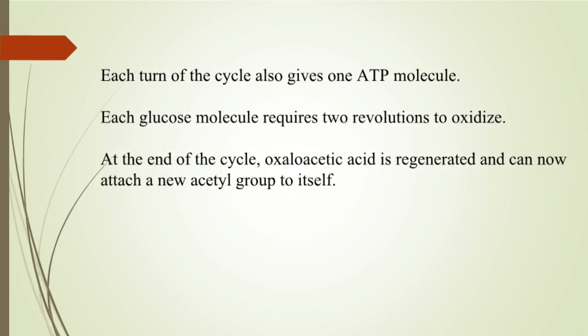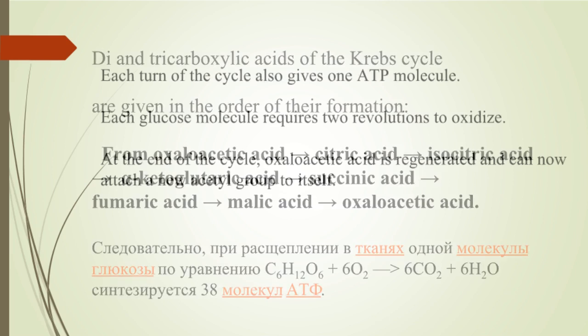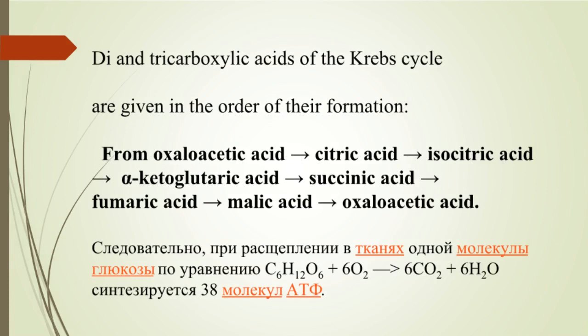Each glucose molecule requires 2 revolutions to oxidize. At the end of the cycle, oxaloacetic acid is regenerated and can now attach a new acetyl group to itself. The tricarboxylic acids of the Krebs cycle are given in the order of their formation: oxaloacetic acid, citric acid, isocitric acid, alpha-ketoglutaric acid, succinic acid, fumaric acid, malic acid, oxaloacetic acid.